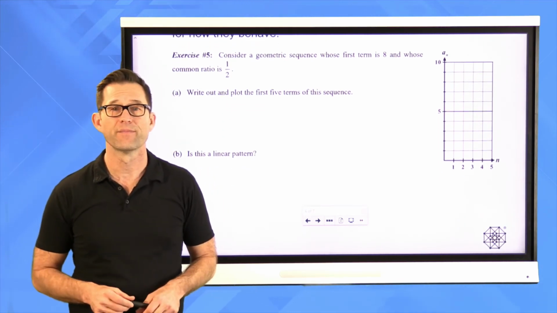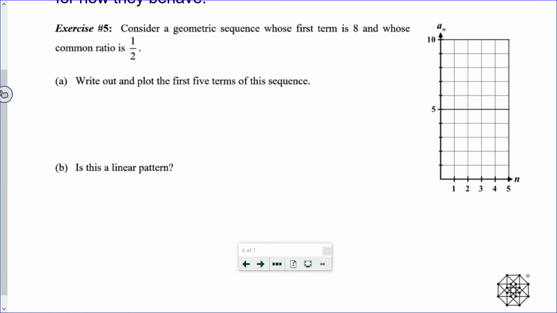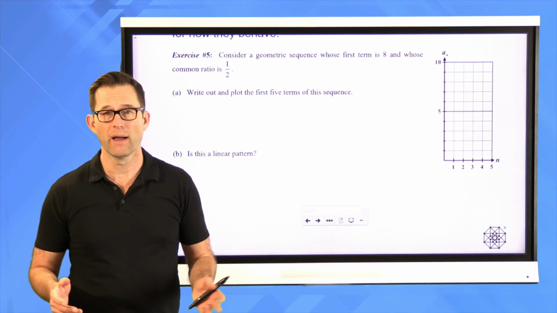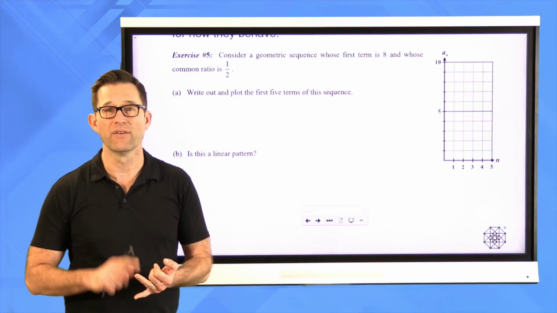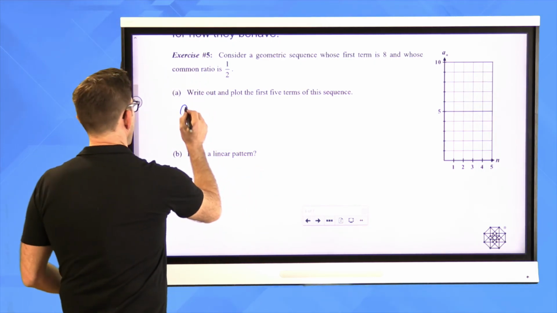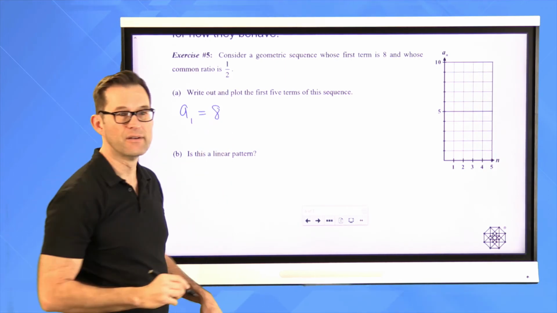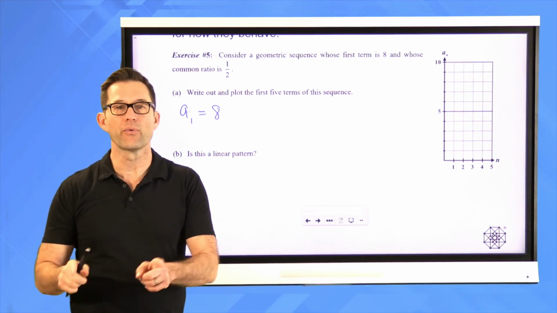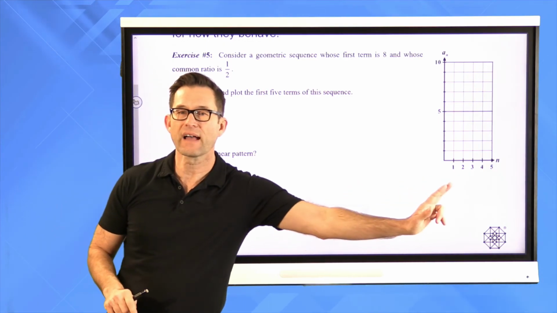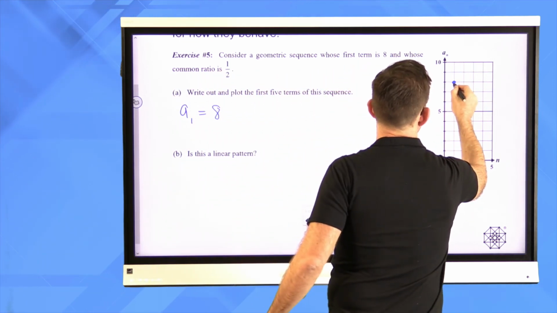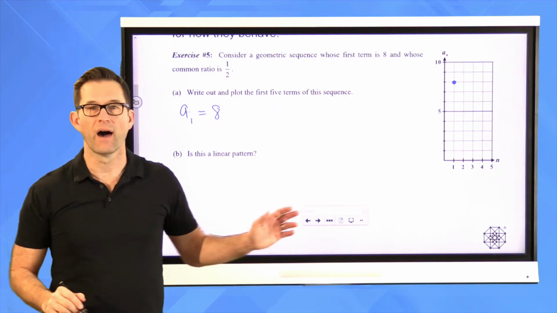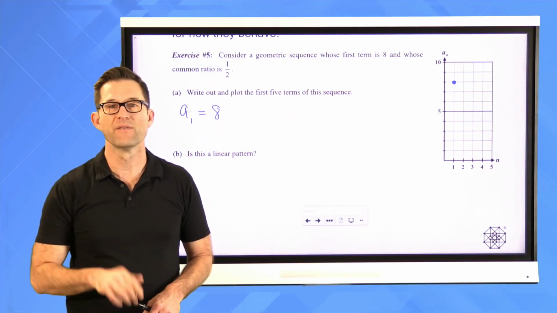Exercise number 5. Consider a geometric sequence whose first term is 8 and whose common ratio is 1/2. Letter A asks us to write out and plot the first 5 terms of the sequence. That should be pretty simple. Why don't you pause the video now and write out what A1 is, what A2 is. Here, let me get you started. A1 is equal to 8. So now you figure out what A2, A3, A4, A5 is. The x-axis here is just the number of terms. So I can even plot the first term. That's (1, 8). I want you to figure out all the rest and plot them. Pause the video now.